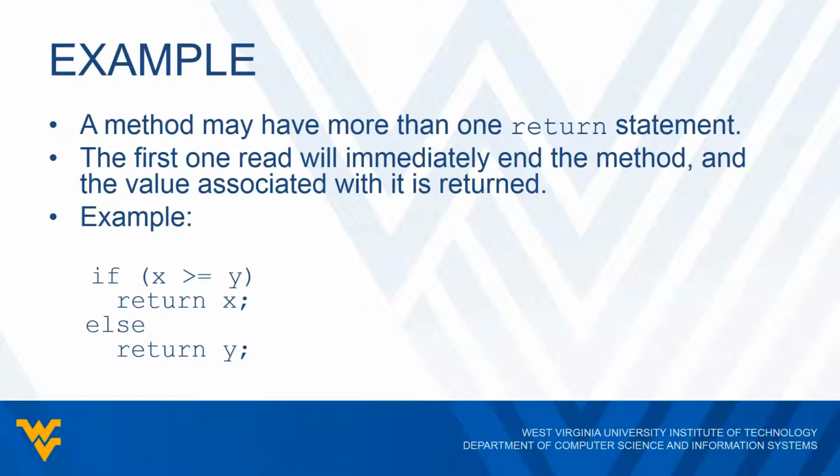In this case, we can even omit the else if we wanted to, because technically, if the condition is true, we do our return statement, and if it's false, we just skip that return and run the other return statement. So the else part here really isn't necessary. We just show it as a way of saying that we can return one value if the condition is true, and we can return some other value if it's false.